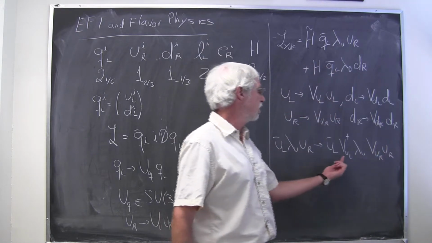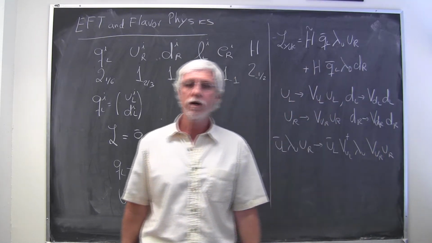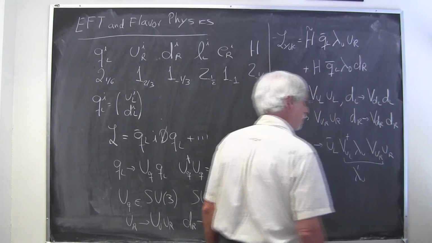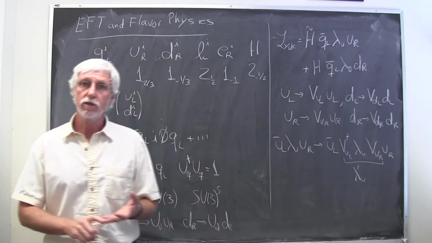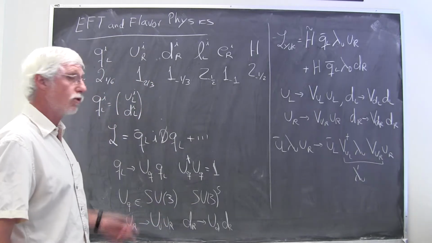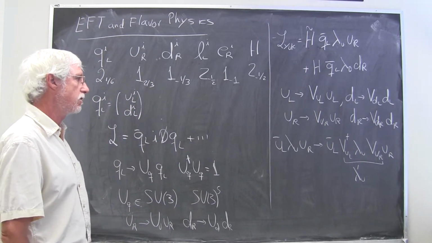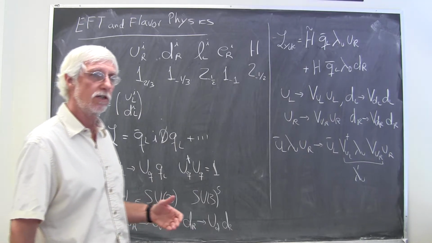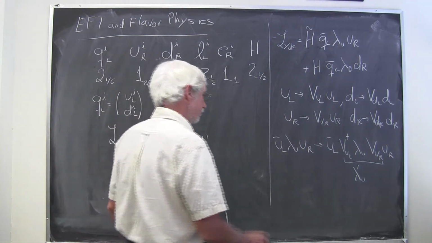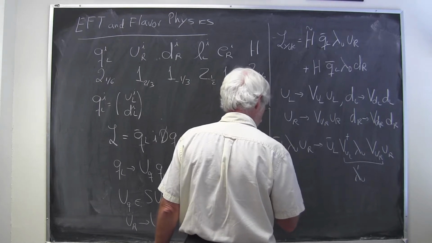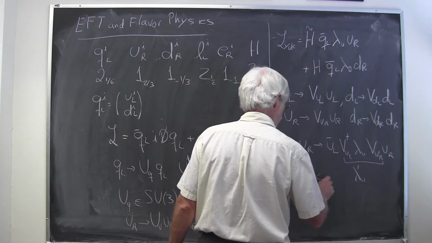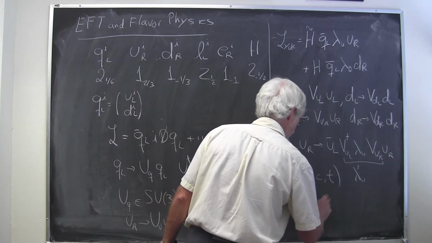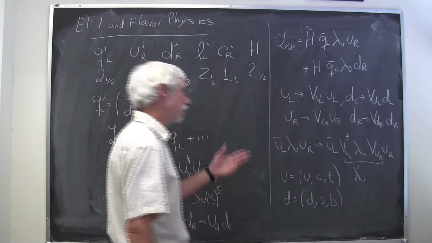And you can always choose these matrices V sub u left and V sub u right to make this resulting matrix, lambda u prime, diagonal, real, and positive. And so we can read off from that the masses of the quarks, and we can then talk about those three different quarks as different families. And so we will label those as U, C, and T, and for the down quarks as D, S, and B, once we've done the same transformation.